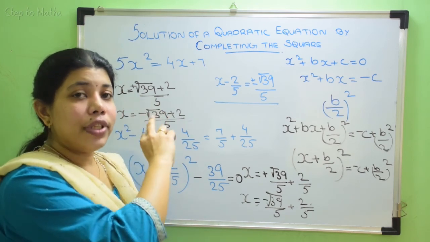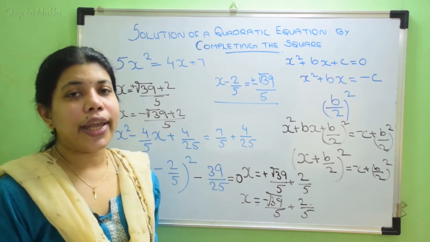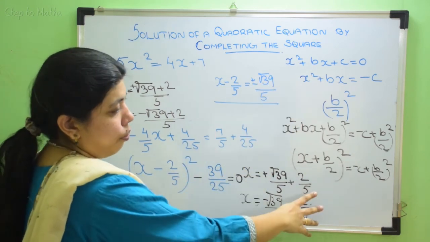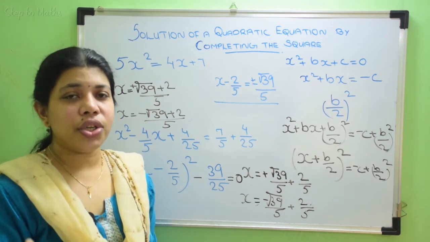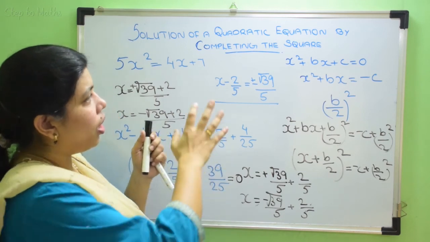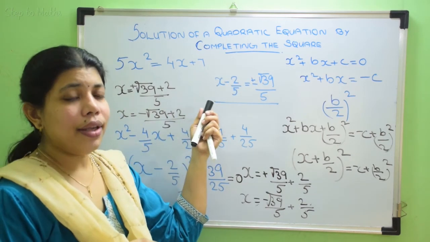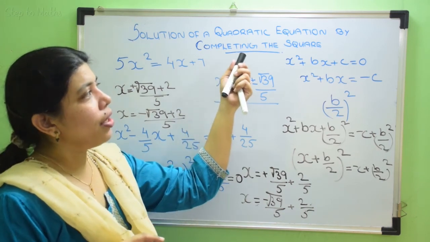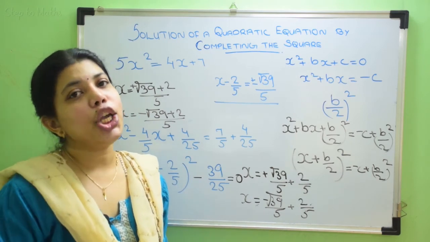The advantage of this method is that any quadratic equation can be converted into this form. But in the case of factorization, factorization can be applied in some cases only. But this method we can apply on any quadratic equation. That is the completing the square method to solve a quadratic equation.